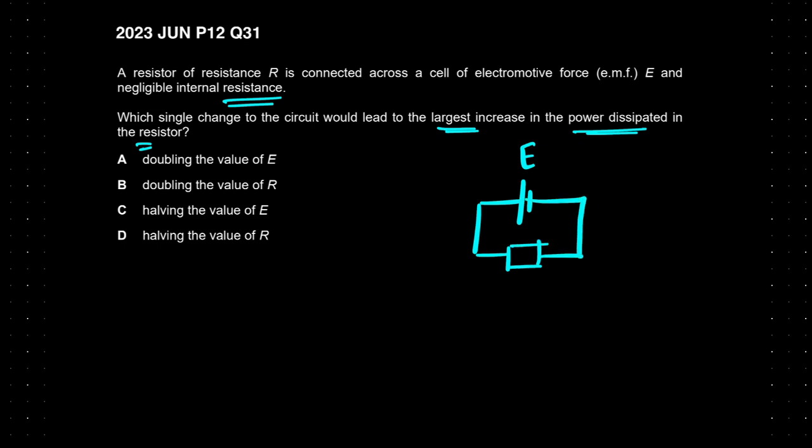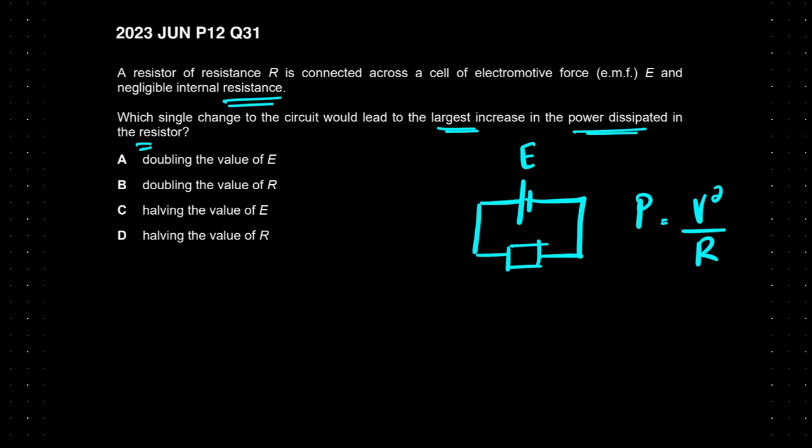Now it's asking what change is going to cause the largest increase in power dissipated. You guys normally know how I approach power questions. Here there is no mention of current, and if I look at the options, all that is mentioned is either the EMF or the resistance, so I would have to use this formula. Nothing to do with current here because the options also don't talk about that.